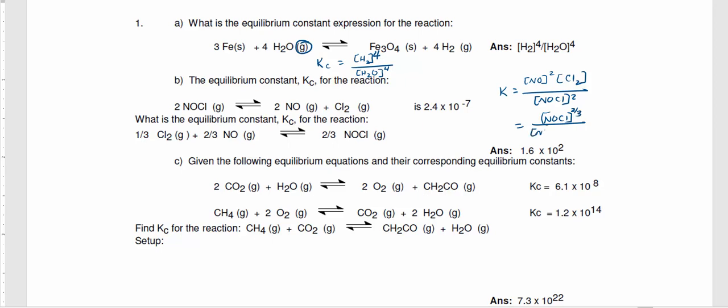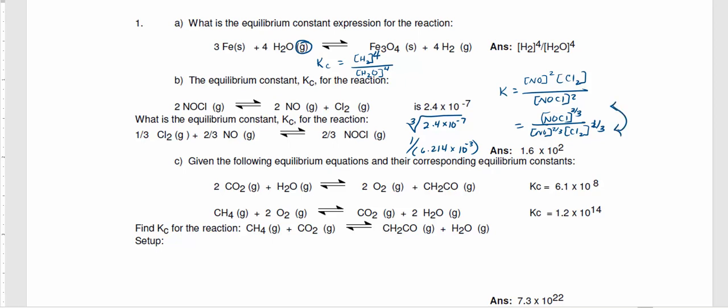So you have to recognize what's happening to the Kc in this case. The first thing I'm going to do, that's a 1/3. First thing I'm going to do is take the cubed root of my Kc. Then I'm going to put 1 over top of it. So the cubed root of 2.4 times 10 to the negative 7. We get a cubed root of 6.214, and I'm going to leave this number in my calculator, times 10 to the negative 3rd.